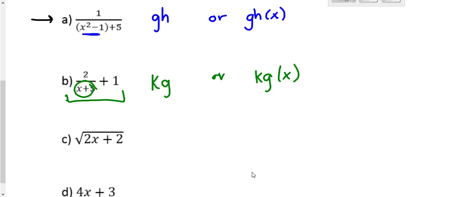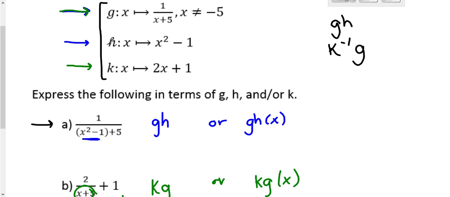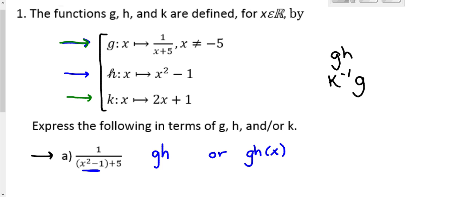The next one, we have c. So we have this square root. To figure out where that square root is coming from, we have a 2 times the x and a plus 2. So if we look up here, none of our functions actually have a square root when we first look at them. There is a function that has a squared. That's the closest that I come to that function. Well, the opposite of squared is a square root. So that means I'm probably going to use h inverse because that's h opposite.